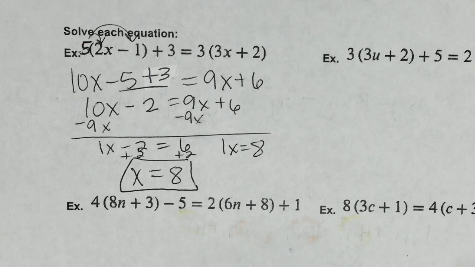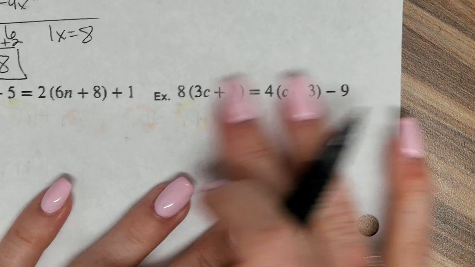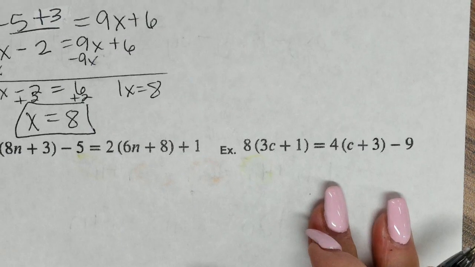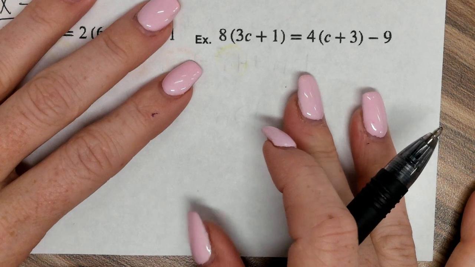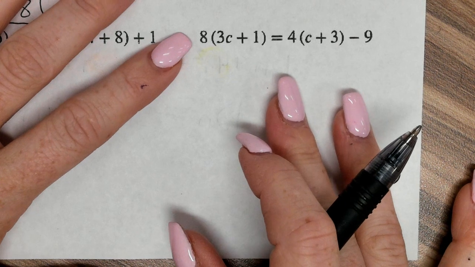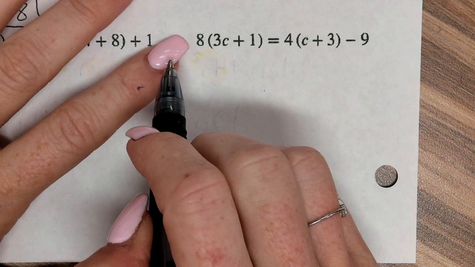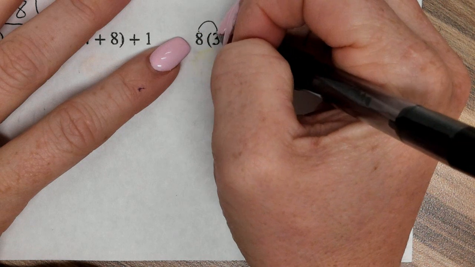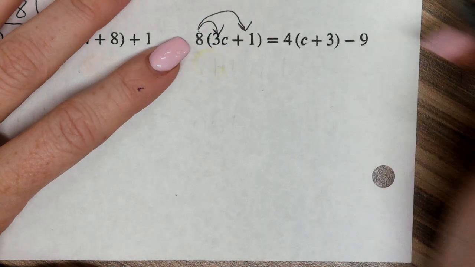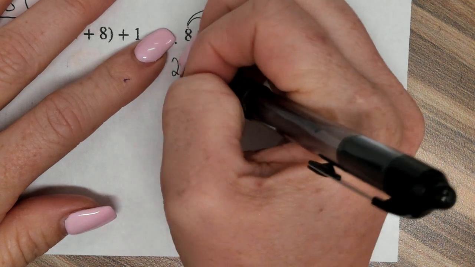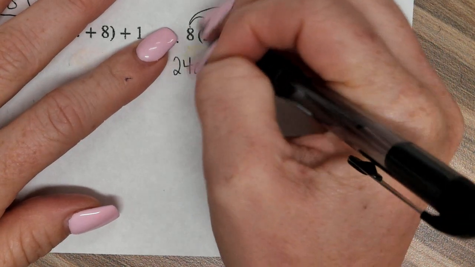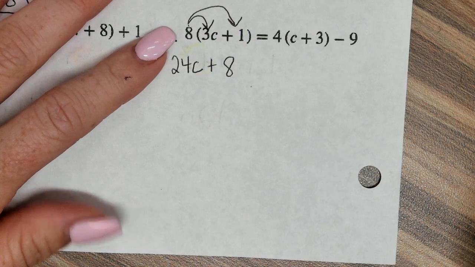Okay, we're going to do one more. Let's do this one. I'm not going to do this by calculator. Let's just do it by hand. And then on your assignment, I don't care what you do, but let's do it by hand. All right, y'all ready? What's the first thing I have to do? Distribute the 8 to everything in the parentheses. So 8 times 3 is 24c, plus 8 times 1 is 8.